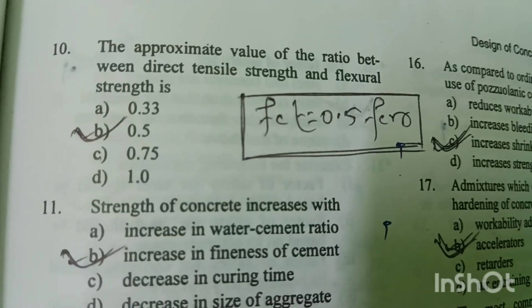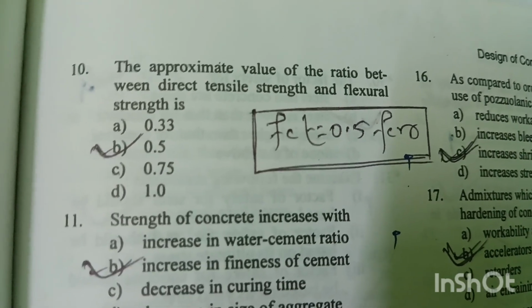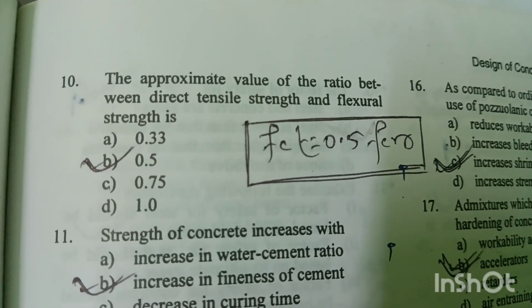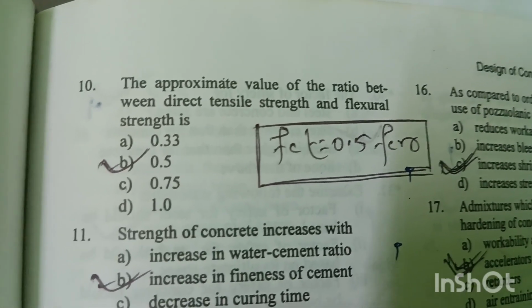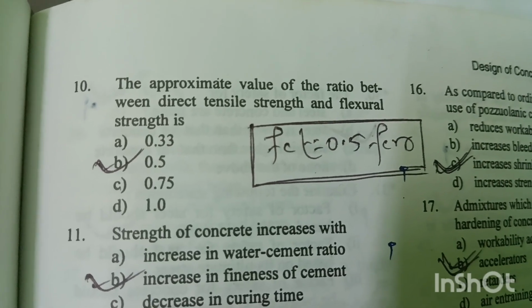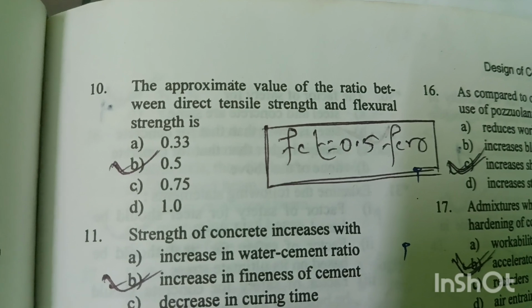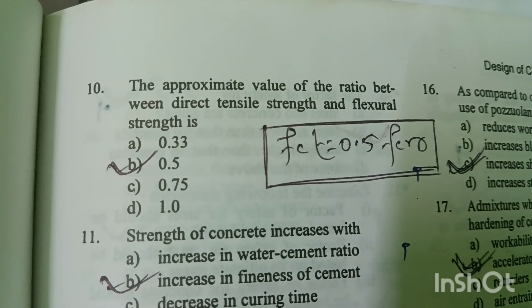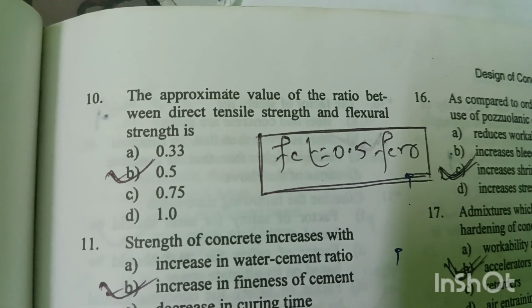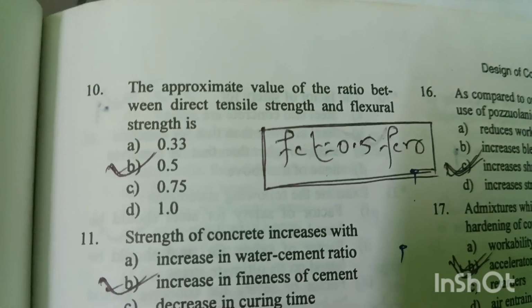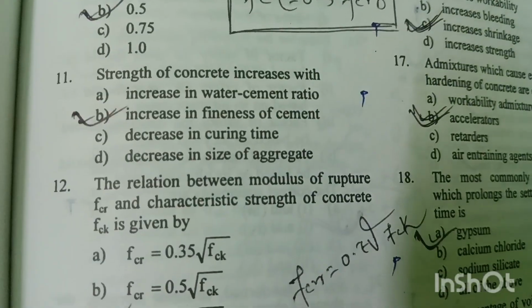Question number 10. The approximate value of the ratio between the direct tensile strength and flexural strength is 0.5. Option B is the right answer because we know the relation: direct tensile strength FCT is equal to 0.5 times FCR, which is the flexural strength of concrete. Option B is the right answer. Question number 11.